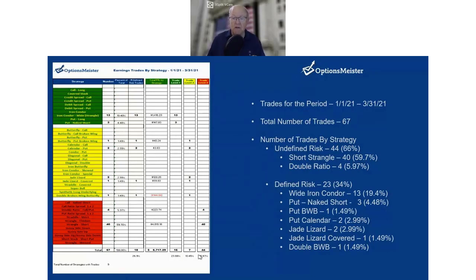Those are most obviously strangles and double ratios, both undefined risk. And then defined risk was 23, or 34%. The wide iron condor, I kind of put in the same class as the strangle, because it's really a strangle, but then I add wings to either define the risk or, in most cases, to reduce the buying power.